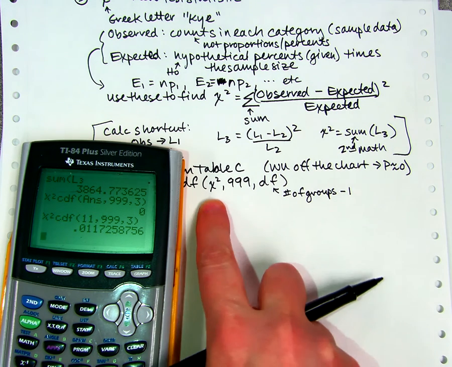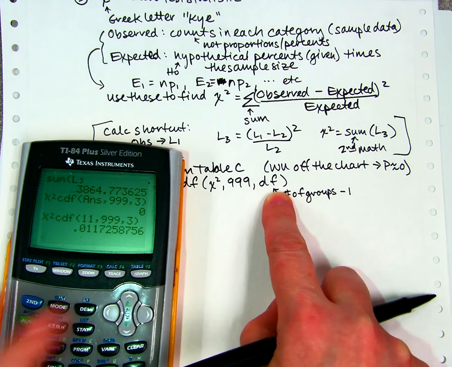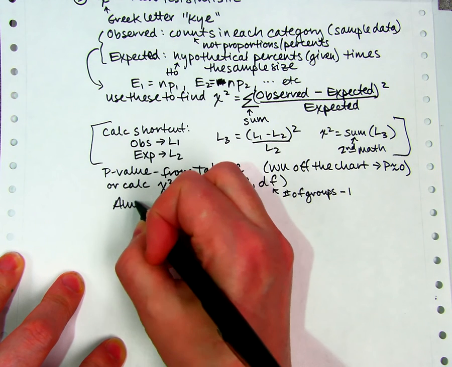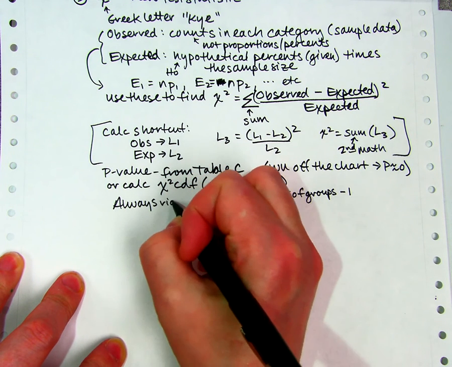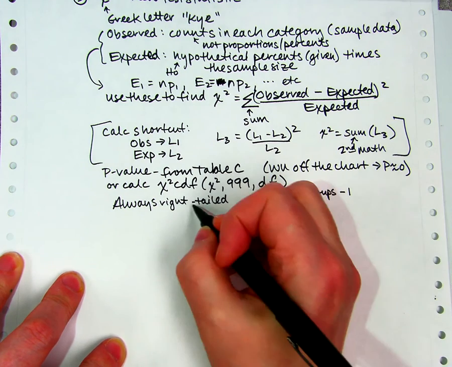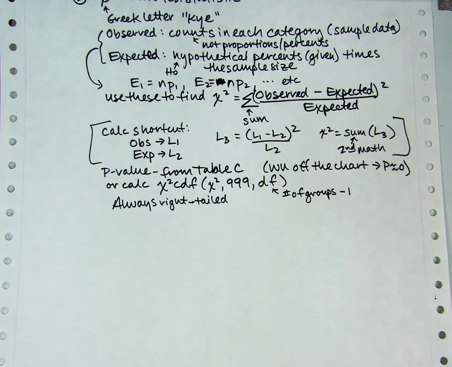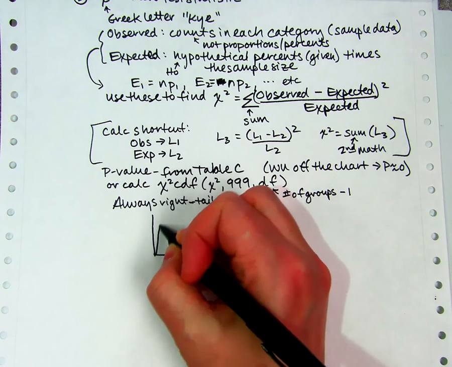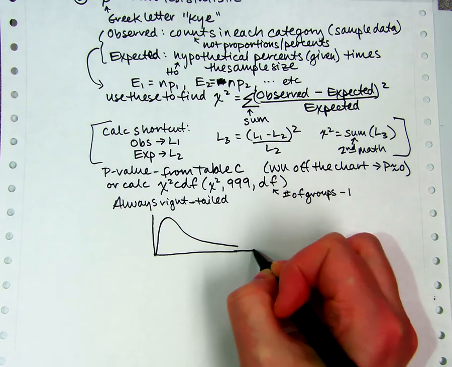You plug in your chi-square value here. It's always to the right. That's interesting. It's always a right-tailed test. And you'll see that on the chart also, the picture that you saw in the warm-up at the top of the chart. It always looks like a skewed right distribution, and the reason is that we squared everything.